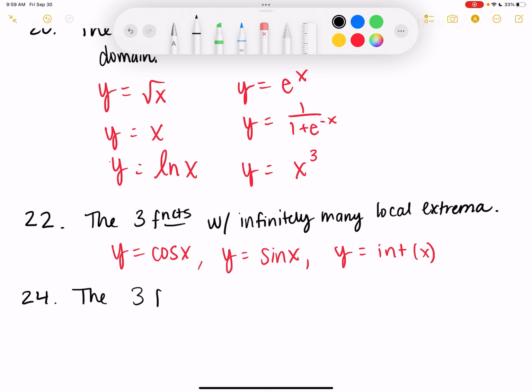All right, 24. The 3 functions with range of all real numbers.